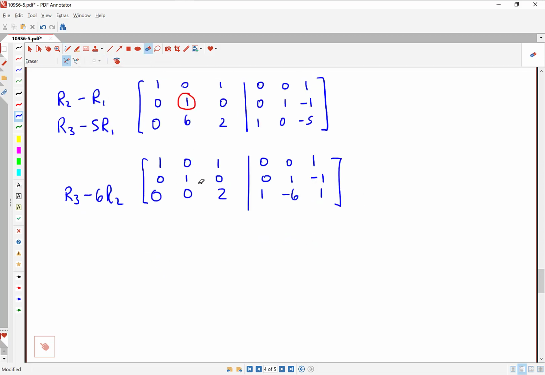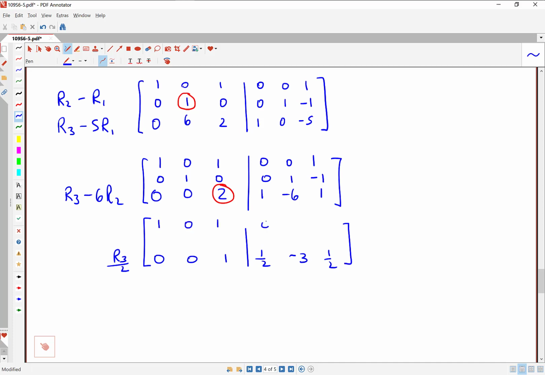So now moving from our previous pivot down and to the right, this is going to be the location of our new pivot. So we're going to create a 1 there just by taking row 3 and dividing by 2. So we'll have 0, 0, 1. We'll have a half, negative 3, and a half. And we'll recopy our other 2 rows.